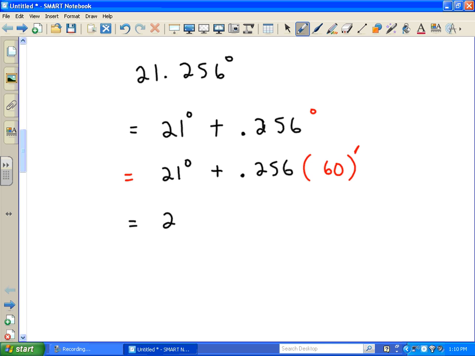The 21 you do not want to enter on the calculator. However, the second part, you are going to perform this piece on your calculator. Perform this by just typing in 0.256 multiplied by 60. Okay, when you do this, you're going to get 15.36. Now, what are the units on this? The units on this is now in minutes.